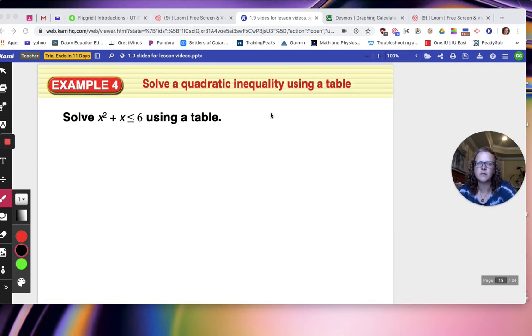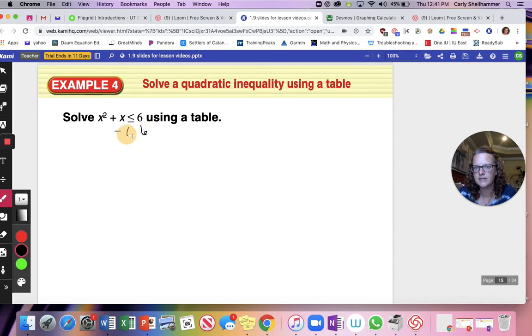All right, so let's first figure out how to do this using a table. The first thing that we need to do is rewrite it in standard form. I'm going to subtract 6 from both sides. I have x squared plus x minus 6 is less than or equal to 0.